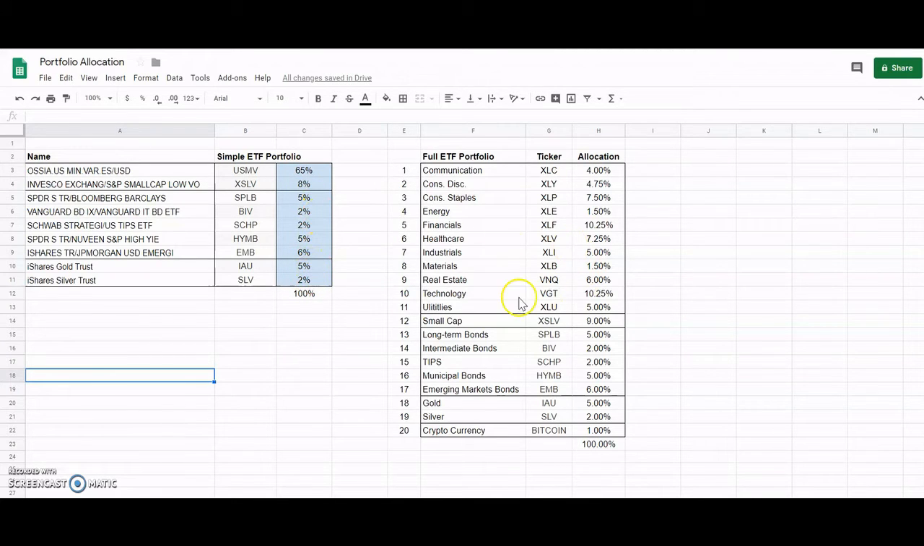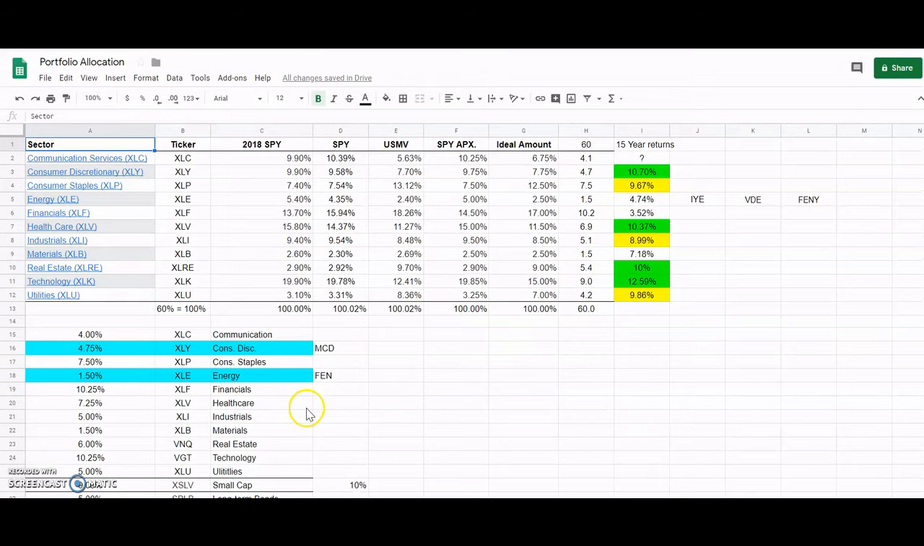And then if you want to go a little more in depth, for the second portfolio, on this tab I compared SPY versus USMV to figure out how these two different ETFs allocate to the 11 different sectors within the S&P 500: communication, consumer discretionary, consumer staples, energy, financials, healthcare, industrials, materials, real estate, technology, and utilities.